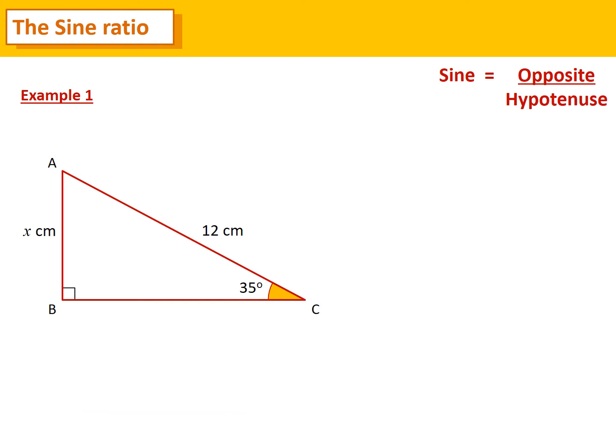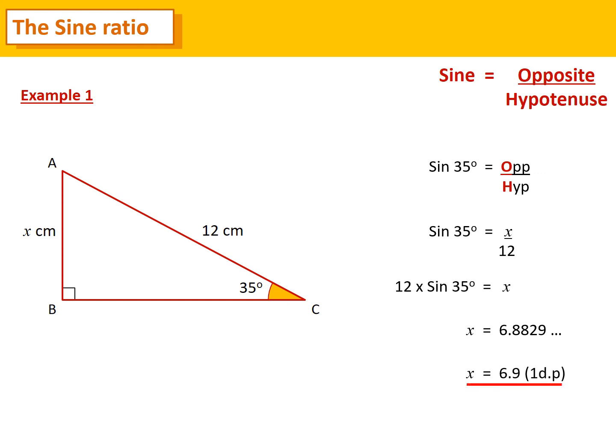Let's see how we can use our knowledge now of this sine ratio to find some missing lengths. In this example, we've got an angle of 35 degrees marked in. Remember, if that was an eye, it'd be looking at the opposite side. So sine 35 degrees would be x divided by 12. We can rearrange that by multiplying both sides by 12 to find x. X would be 12 times sine 35. Press that in on our calculators, and then we would round our answer off, in this case, to 1 decimal place.